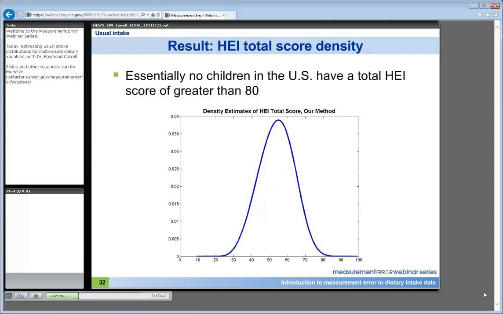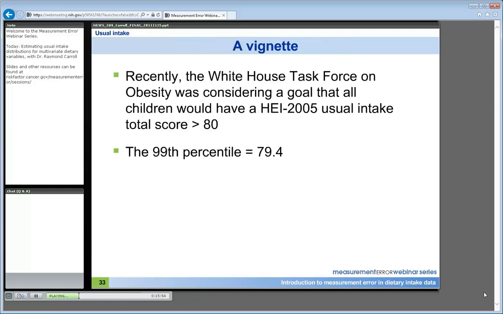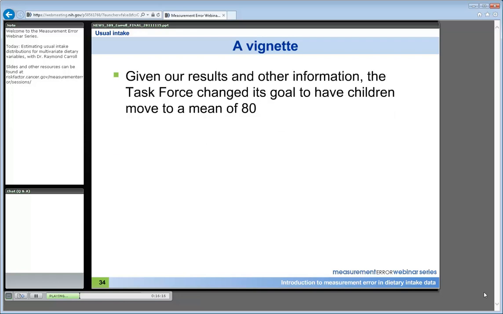This is now just our estimate of the total distribution, the histogram of the total scores. Essentially no children in the U.S., we estimate, have an HEI 2005 score of greater than 80. That's interesting because about a year and a half ago, the White House Task Force on Obesity was considering a goal that all children would have an HEI 2005 usual intake total score of greater than 80, and we estimate that the 99th percentile is actually less than 80. It's 79.4 is our estimate.